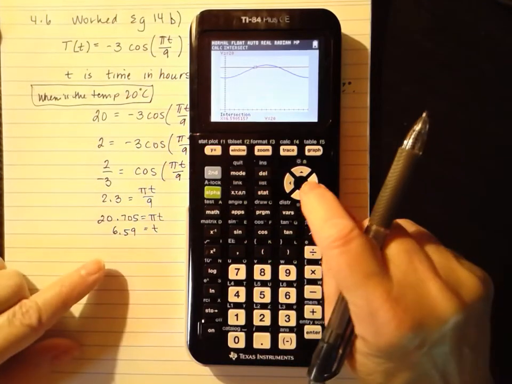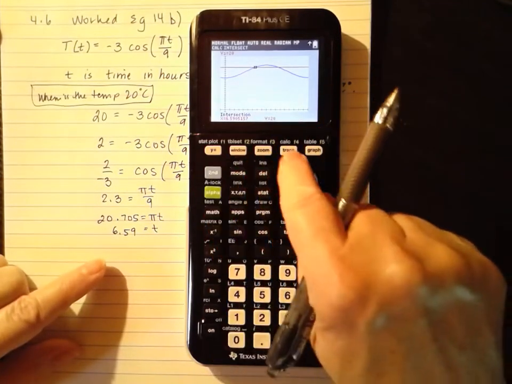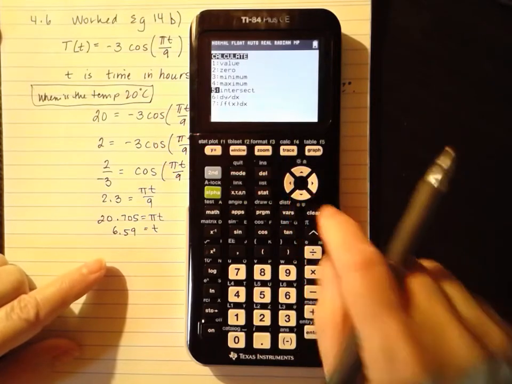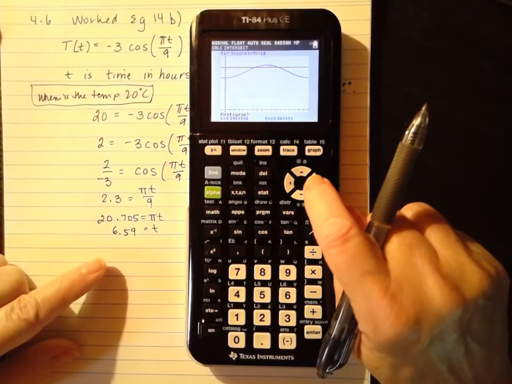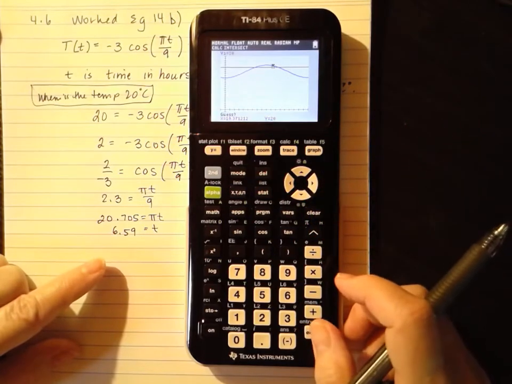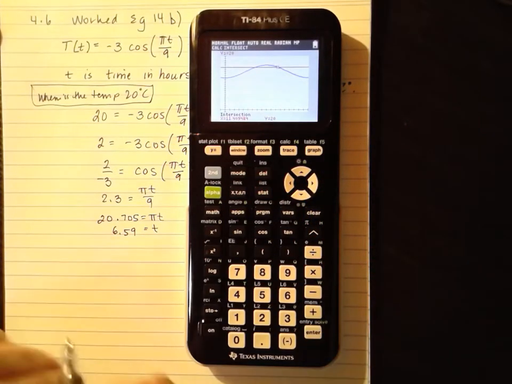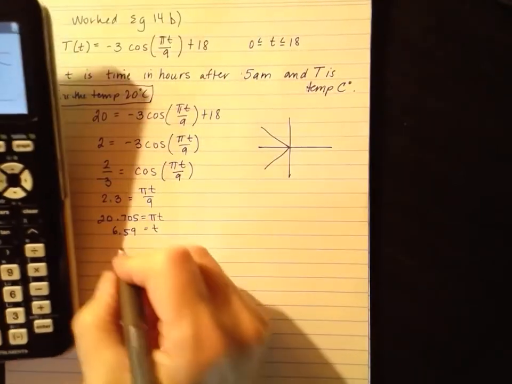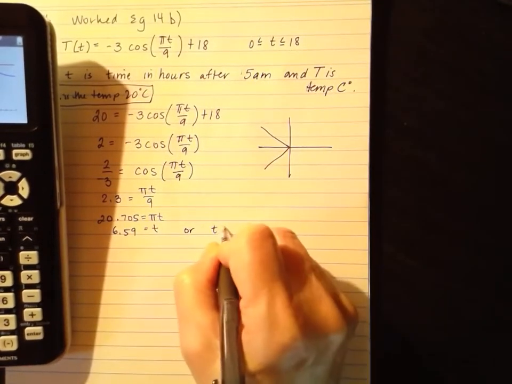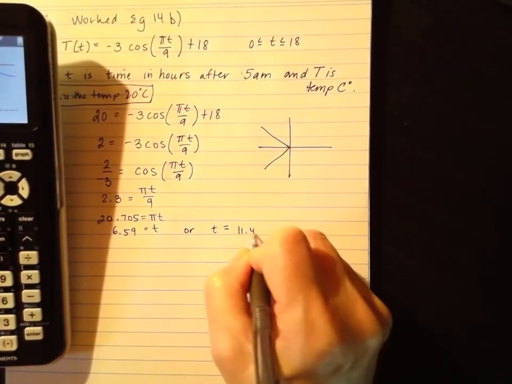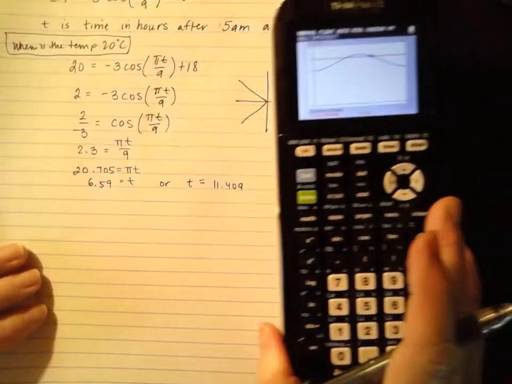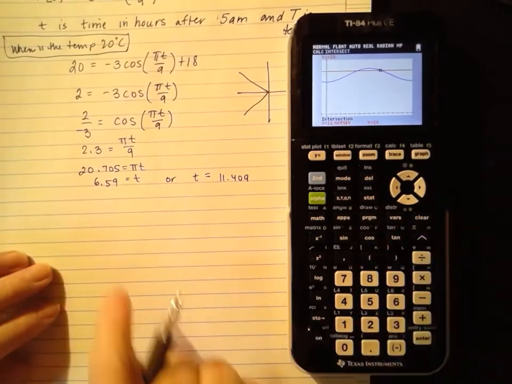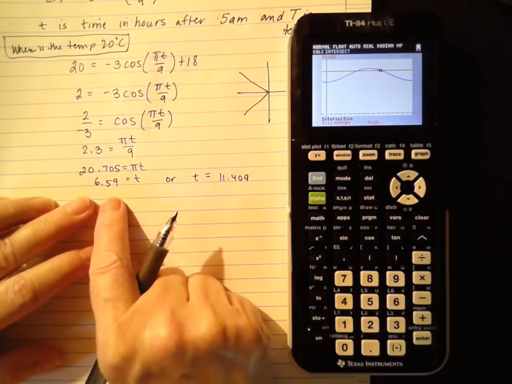So I'm going to go over here and find this other point. I'm going to hit second calc again, intersect, and I'm just going to scooch over so the calculator knows which intersection point I'm looking for. And I get t equals 11.409 something. Okay? Now, they've asked me about the times, and so to the nearest minute, like the actual time.